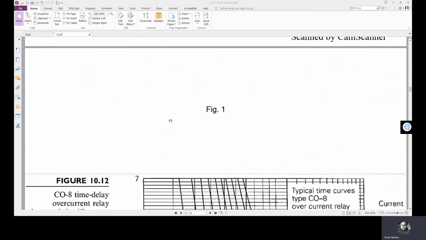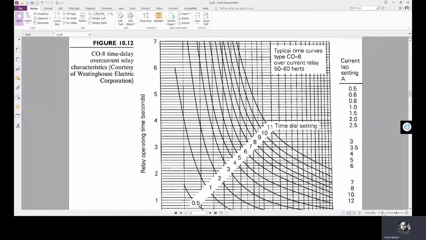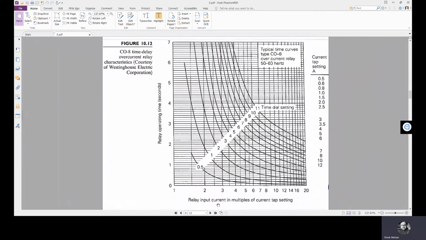Before that, we will just see the plot which is shown here. Let me zoom out. Here, the horizontal axis is the relay input current in multiples of current tap setting. That means the relay input current is I dash, represented in terms of multiples of IP. That is on the horizontal axis.